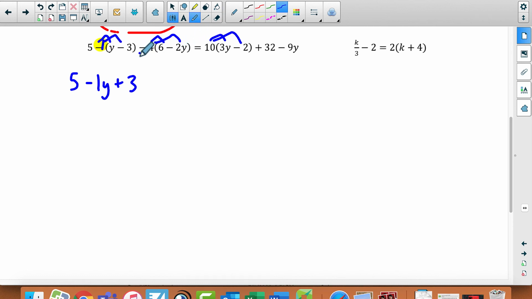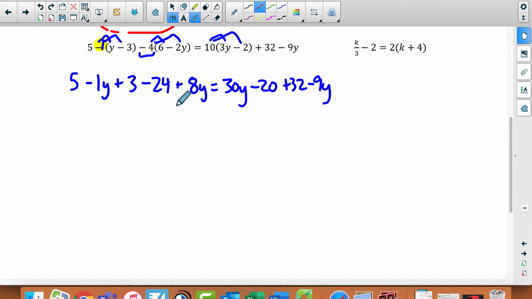Next, this is negative 4, right? Notice I haven't put a sign down yet. This is negative 4 times 6. Well, it's only one negative, so it's negative, and 4 times 6 is 24. Now it's negative 4 times negative 2y. Negative times negative is positive, and 4 times 2y is 8y. Next, 10 times 3y, well that's 30y, and 10 times negative 2 is negative 20. Then I still have a plus 32 and a minus 9y.